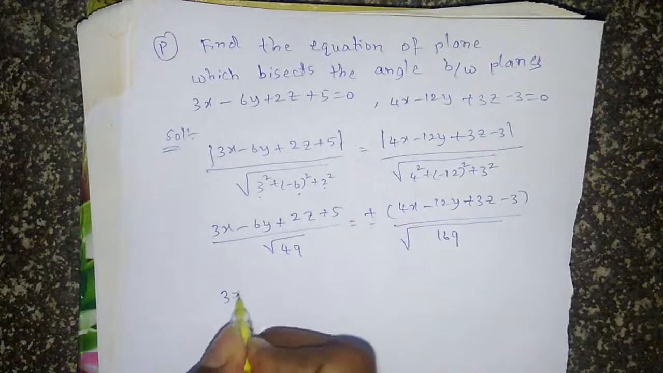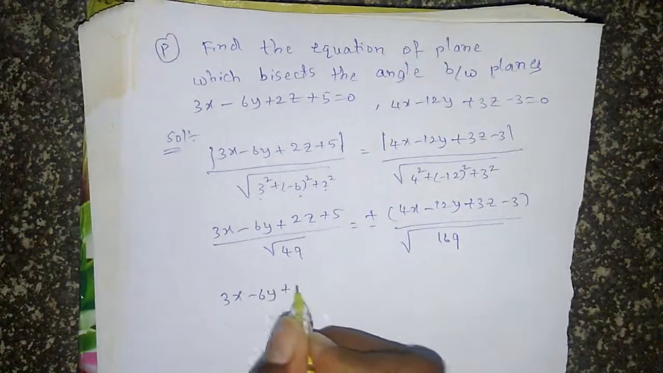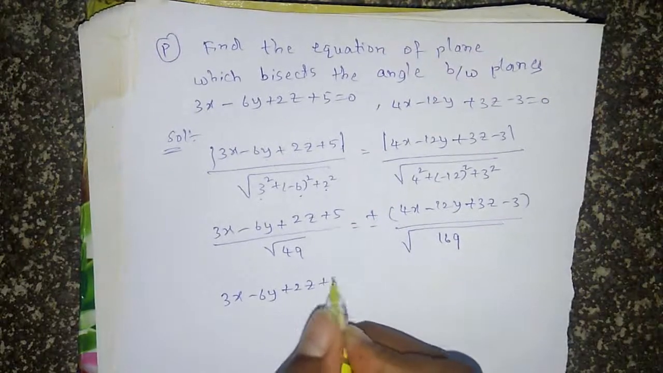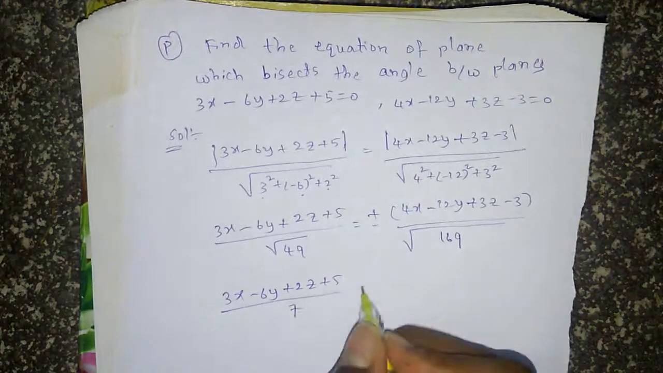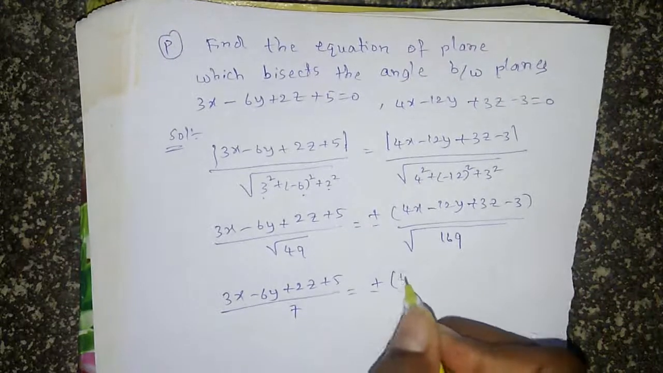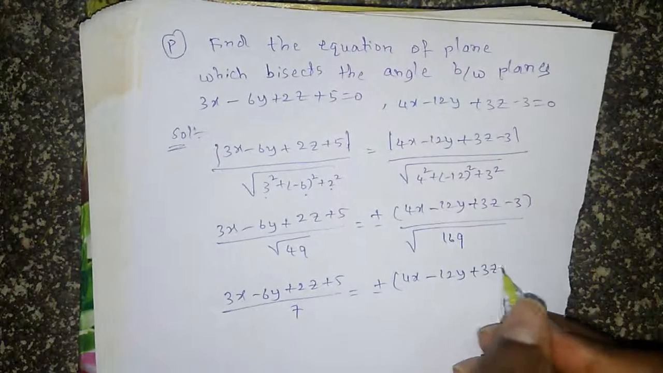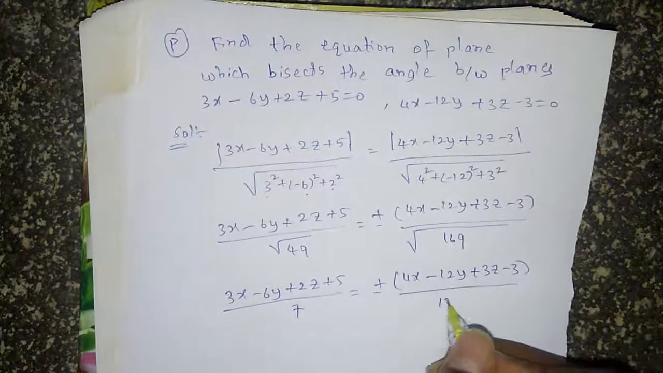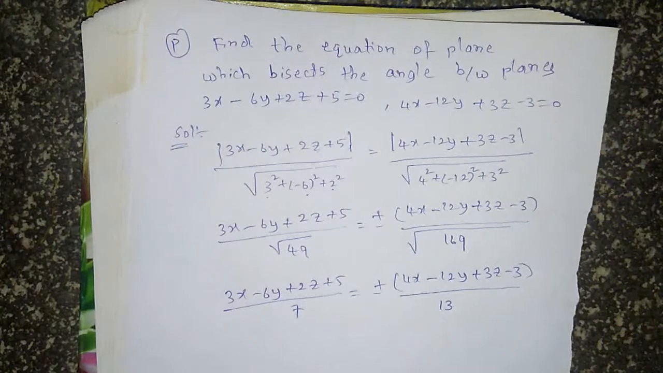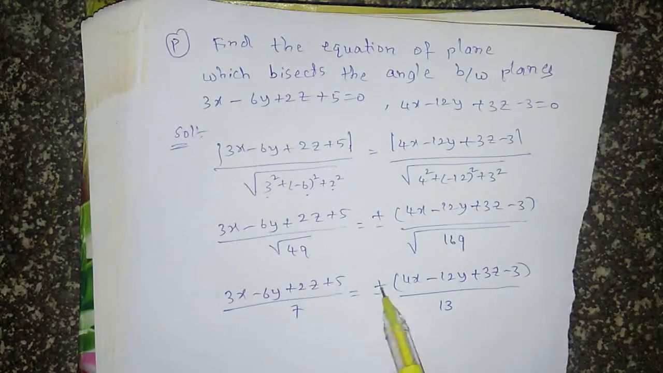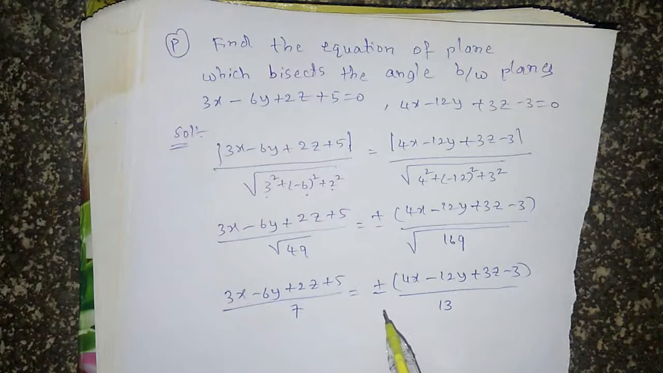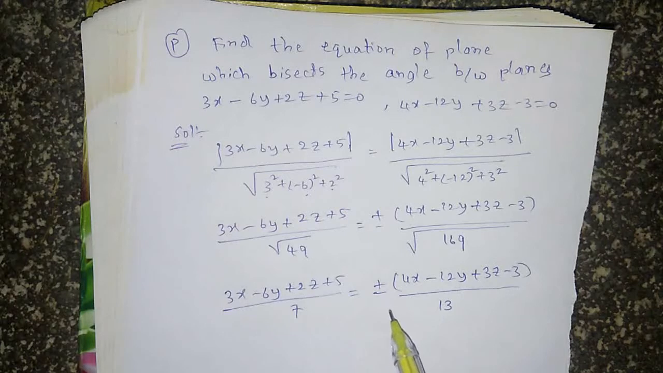So that is equal to 3x minus 6y plus 2z plus 5 by 7 is equal to plus or minus 4x minus 12y plus 3z minus 3 by 13. So plus or minus is there. So you will get two plane equations. One for the acute angle bisector, another one for the obtuse angle bisector. Okay.